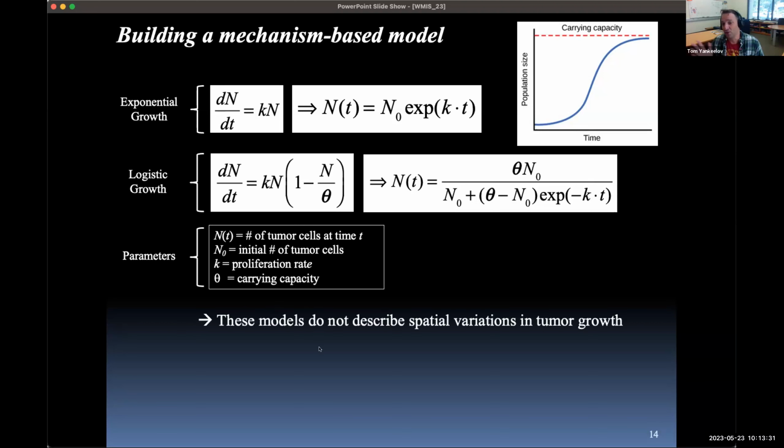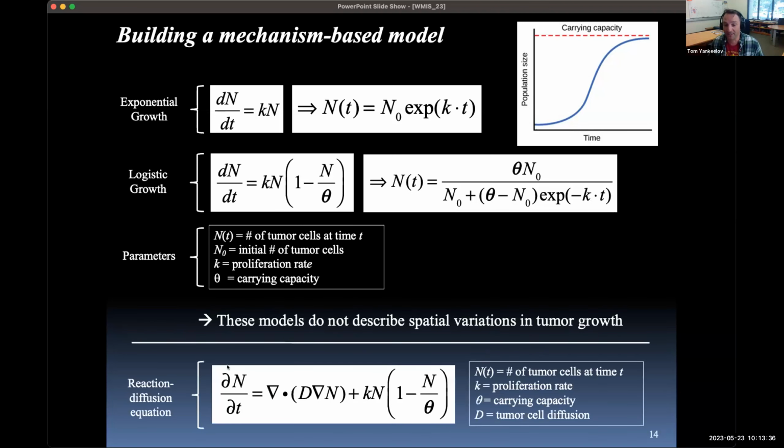So these models don't describe any spatial variations in how the tumor is growing. So the next thing we have to do is put in a spatial term, and now we're into chapter 2 in that textbook: put in a diffusion term. And so now we're working with a partial differential equation. The rate of change of the number of tumor cells at positions x, y, and z at time t, the change of that with respect to time, is equal to, again, your logistic growth from up here, and then your diffusion term. And so, of course, if you have 1 derivative in time and 2 derivatives in space, that's describing a diffusion property.